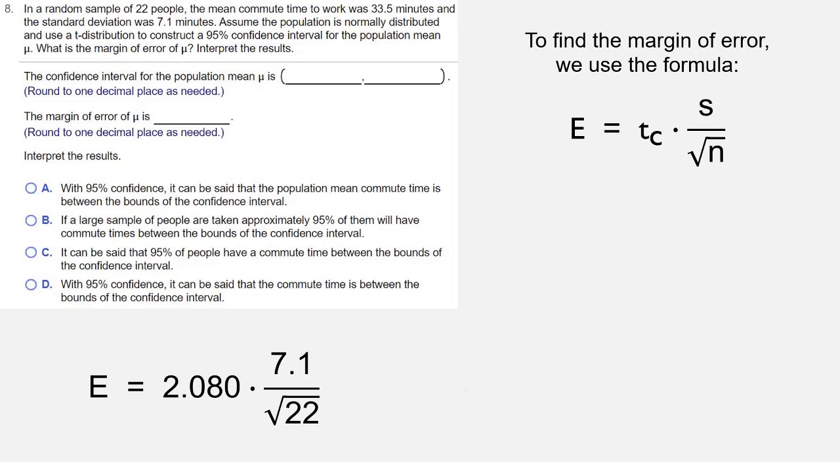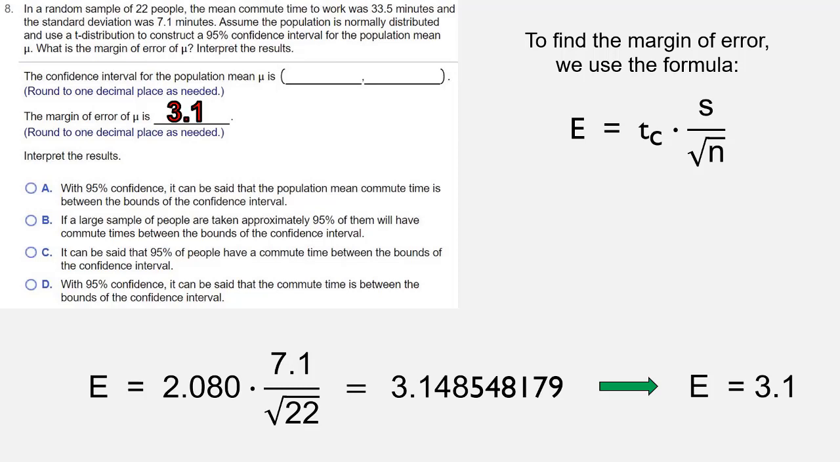When we calculate that value, we get 3.148548179. Rounded to one decimal place is 3.1. So the error is 3.1.